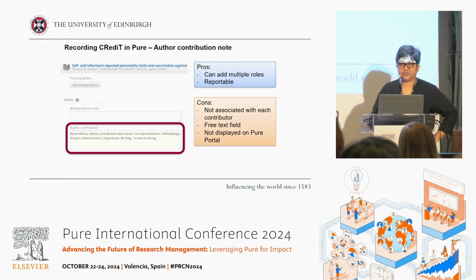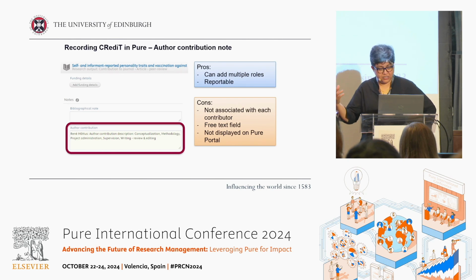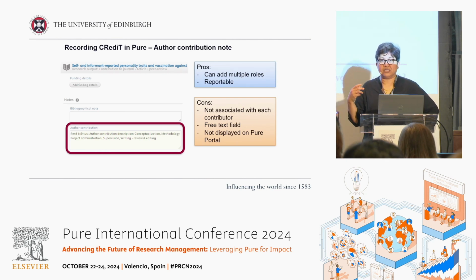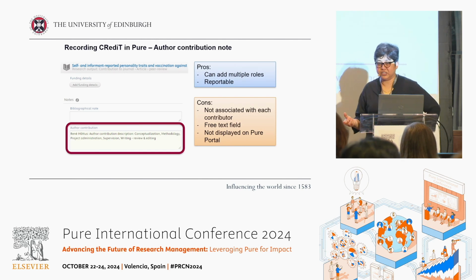And then you've got the author contribution note where you can add in a customized field. So you add into the bibliographic note field in the research output record. You can do that. And I know that some places have done that. I think Strathclyde are thinking of doing that as well, University of Strathclyde in Glasgow. You can add in multiple roles. You can report on this field.